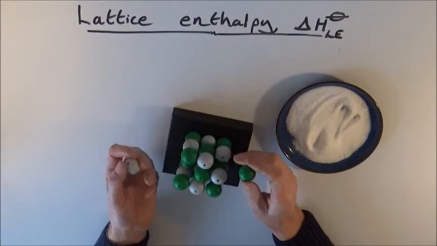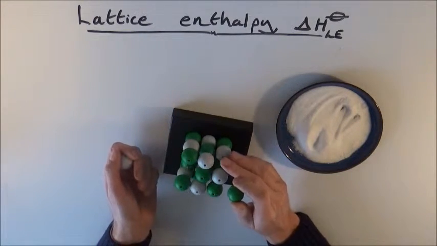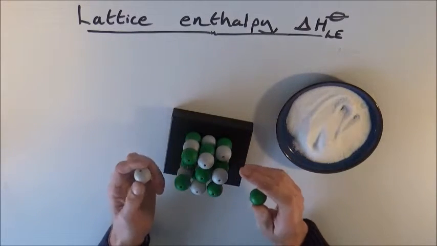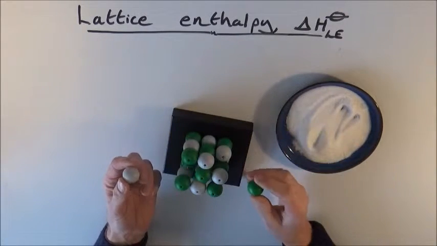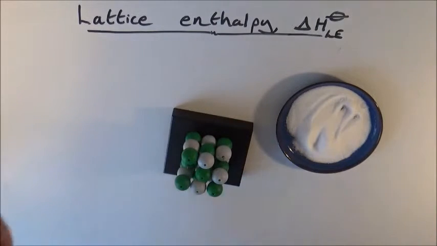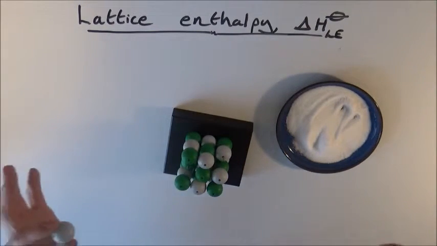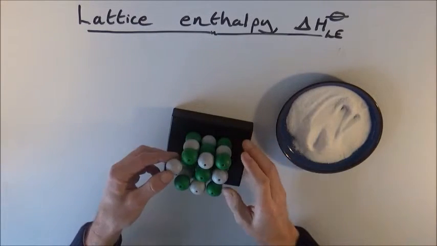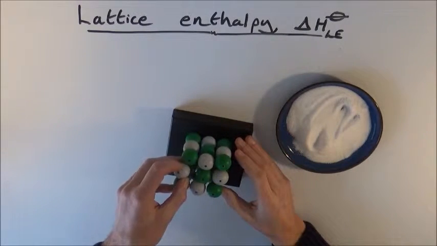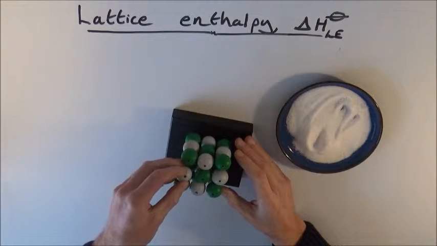And so that's why, when we state the lattice enthalpy, what we're stating is the energy that's released as heat when the ions from the gaseous state, where they're not actually interacting at all, come together and form the ionic crystal lattice, the giant ionic lattice.